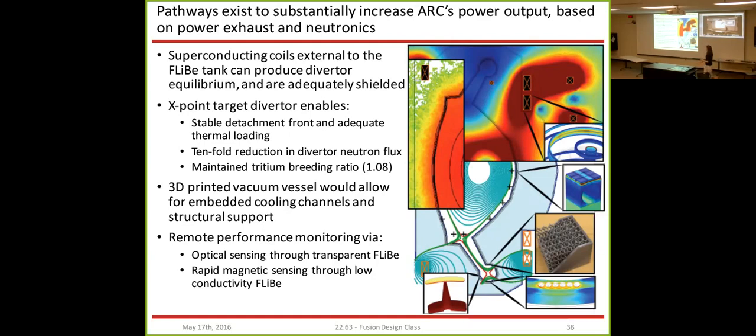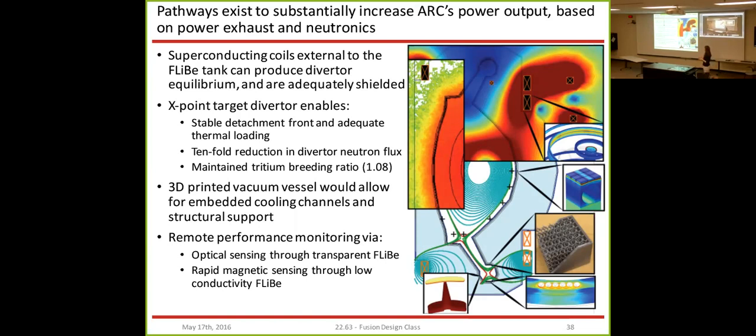We think that we have successfully developed an exhaust system for ARC that would not only exhaust all the power produced, but based on our heat management systems, we could actually increase ARC's power output up to 1 gigawatt. That's a grand conclusion that we came to based on these 4 main points here.